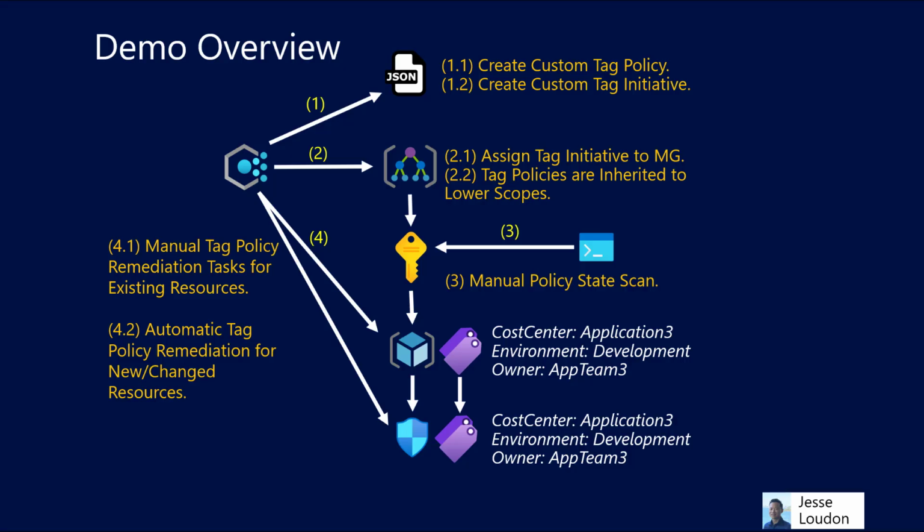Then, in step three, I'm using the Azure portal's built-in cloud shell to manually trigger a policy state scan across two subscriptions, which will update the policy compliance stats on demand. Finally, in step four, I'll demonstrate how to manually trigger tag policy remediation for existing resources in subscriptions. I'll also specify several tag values on one of my resource groups and create a network security group within to showcase how the automatic tag inheritance works using the policies I assigned earlier in the demo.